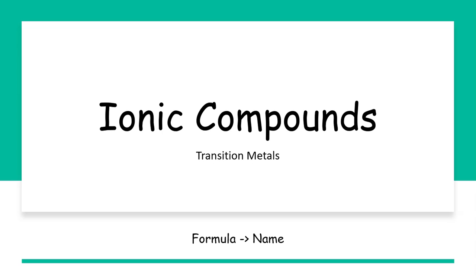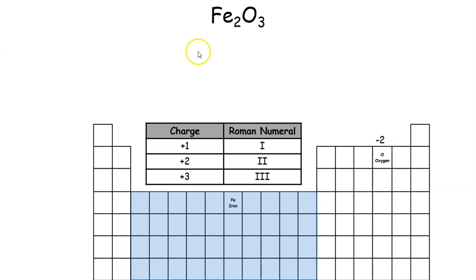In this video, we're going to look at how to write names for ionic compounds when you're given a transition metal in the formula. So let's look at Fe2O3. And the first part is we want to identify the different elements in the formula. So every time you see an uppercase letter, you want to think a new element. So uppercase F, lowercase e is our first one. And we look at our periodic table, and this is iron.